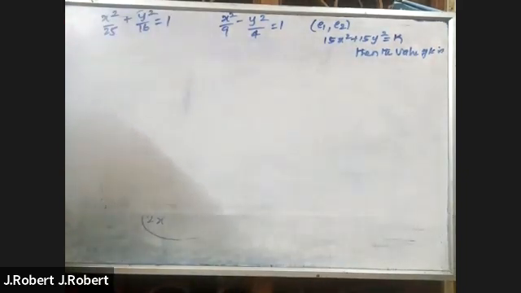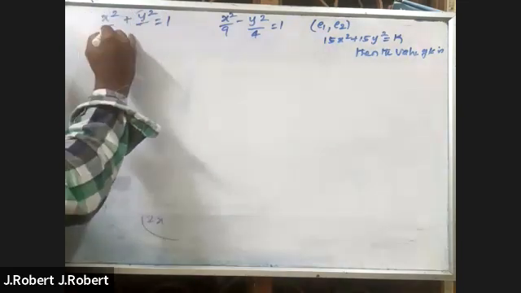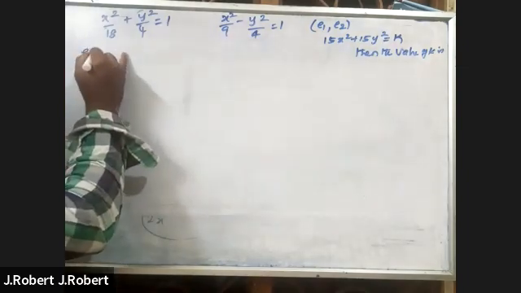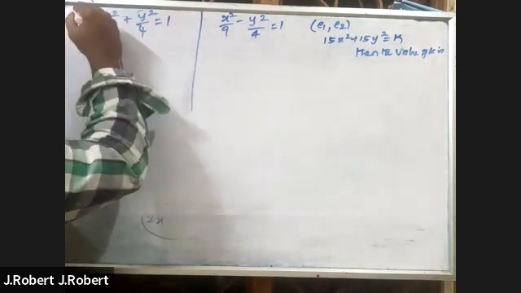If E1 and E2 are the eccentricities of the ellipse x square by 18 plus y square by 4, and the hyperbola x square by 9 minus y square by 4 equals to 1, respectively, and E1, E2 is a point on the ellipse 15x square plus 15y square is equals to k, then what is the value of k? So E1 is the eccentricity of the ellipse, E2 is the eccentricity of the hyperbola. From this, we can find out the eccentricity E1. Please take down, this is called ellipse.